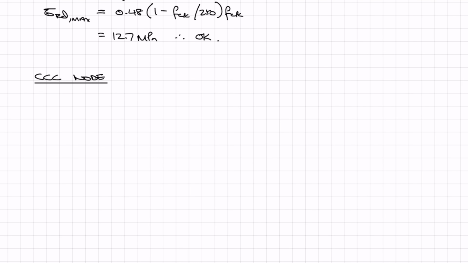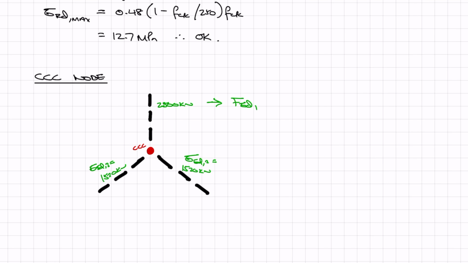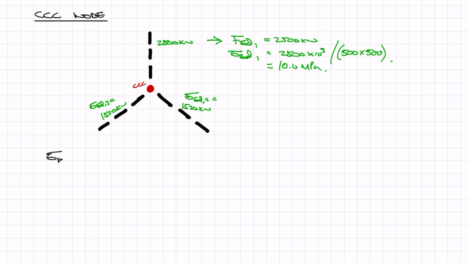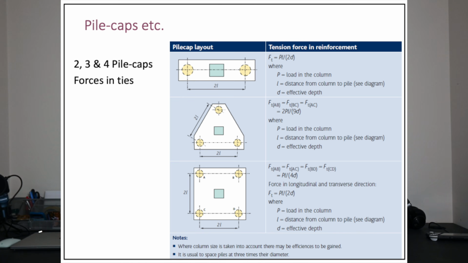Next, let's check the CCC node at the top. We already have the strut stress of 10 MPa, so let's calculate the applied stress from the column, which is simply dividing the column force over its area, which comes to 10 MPa. Again, like before, calculate the stress resistance, which comes to 15 MPa, which is greater than the applied, so the design is okay. Here are a couple of quick equations for designing 2, 3 and 4 pile caps.